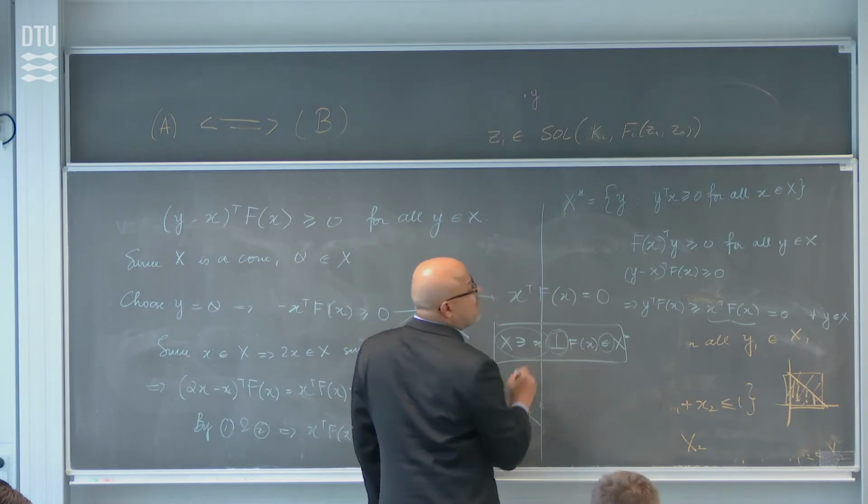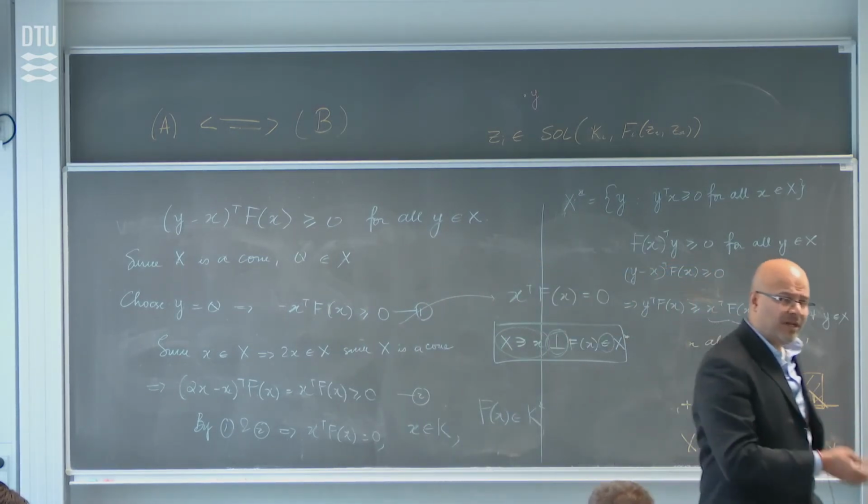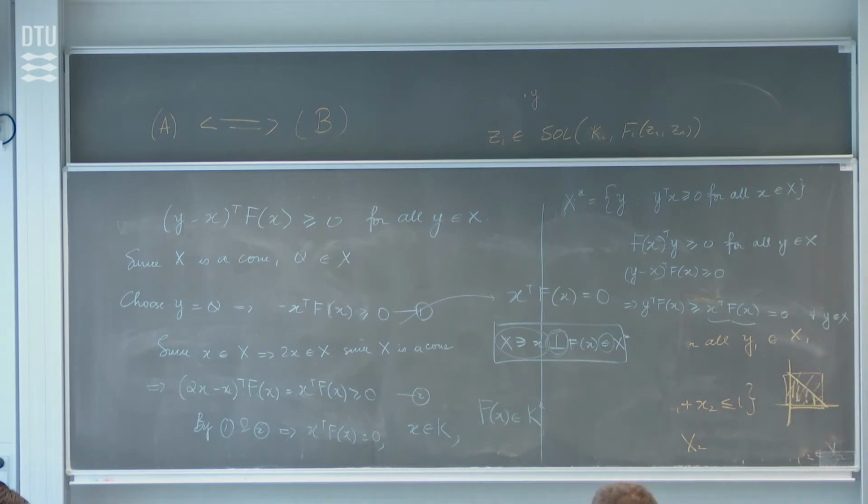I showed this by choosing y appropriately. I chose y as 0, chose y as 2x. I could conclude that x transpose f of x was 0. The next thing I did was I just used the statement of the VI to conclude that y transpose f of x was always greater than or equal to x transpose f of x. And x transpose f of x was 0. Okay? Anna, clear? What part is not clear?